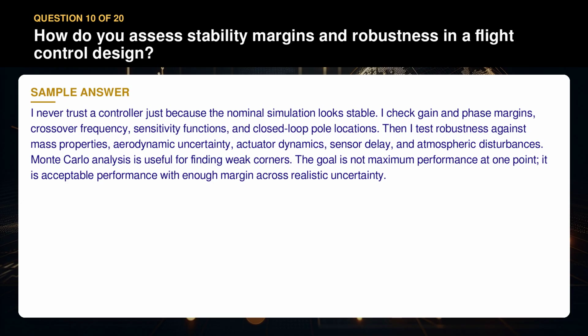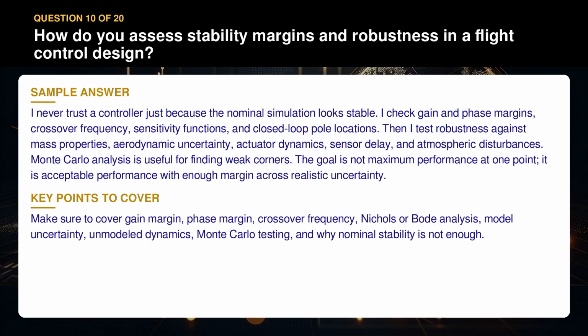The goal is not maximum performance at one point, it is acceptable performance with enough margin across realistic uncertainty. Make sure to cover gain margin, phase margin, crossover frequency, Nichols or Bode analysis, model uncertainty, unmodeled dynamics, Monte Carlo testing, and why nominal stability is not enough.